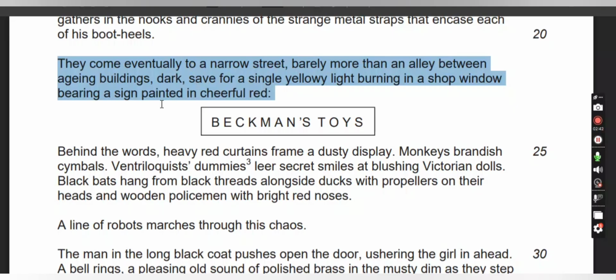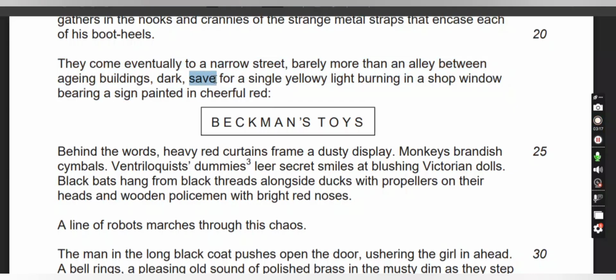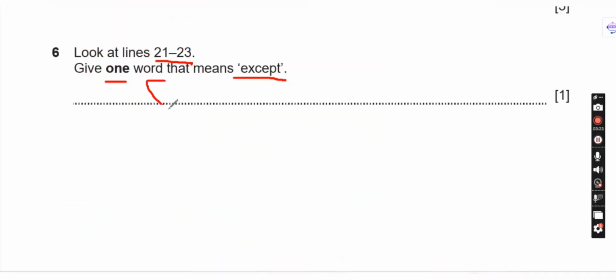They come eventually to her street, barely more than an alley between aging buildings dark, save for a single yellow light burning in a shop window bearing a sign. Save. You believe that save here means except, because they are describing the scene like there's nothing there except one single yellow light burning in the shop window. Pretty impressive. So save means except, believe it or not. Okay, let's write it down. So the answer is save. Okay, next.